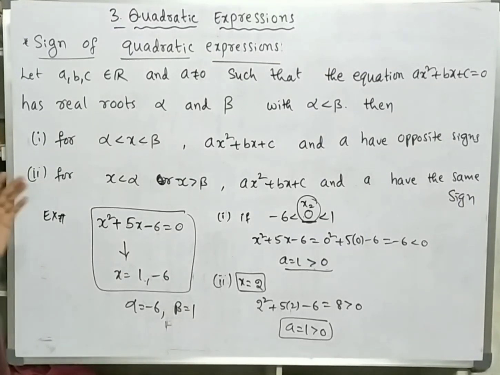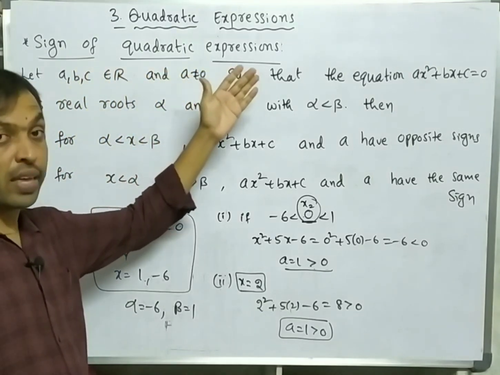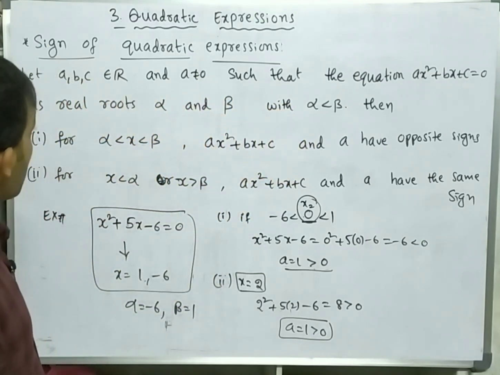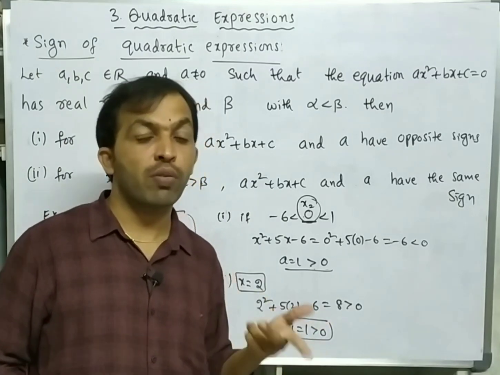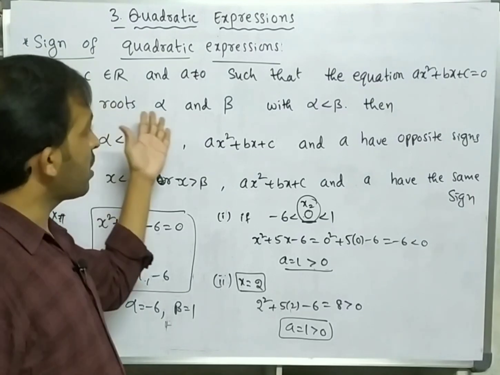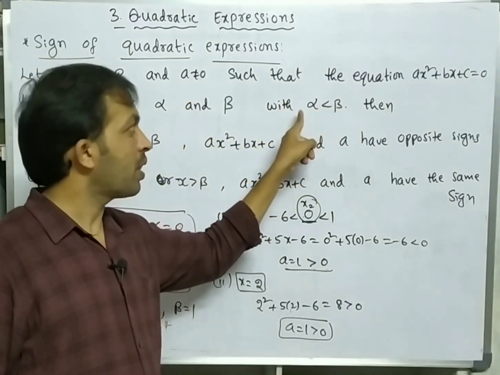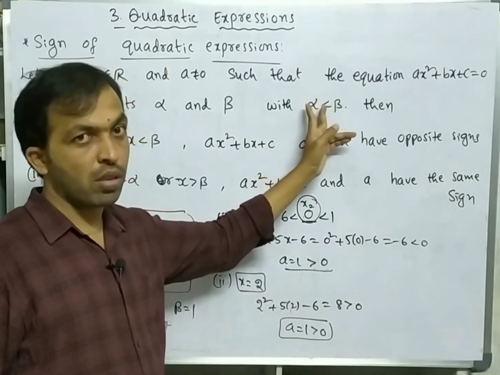Here one more important formula, that is let a, b, c belong to R and a not equal to 0 such that the quadratic equation ax square plus bx plus c is equal to 0 has real roots. So in the first case non-real complex roots, in the second case real and equal roots, in the third case real and distinct roots. Those are alpha and beta, where alpha is less than beta. Alpha is the small root, beta is the large root. Okay, so these two are the roots.